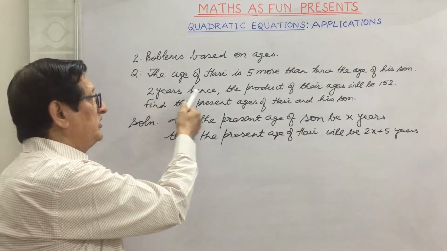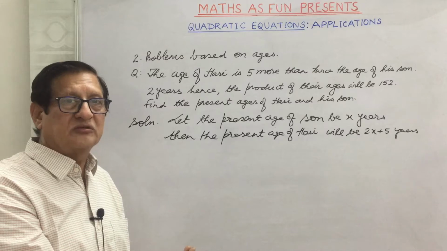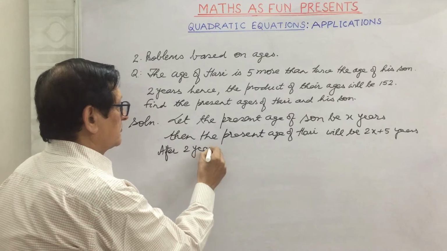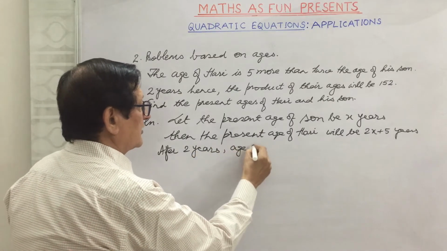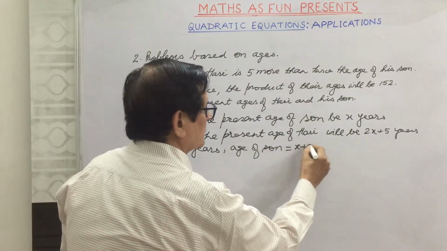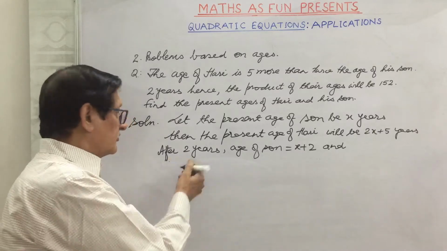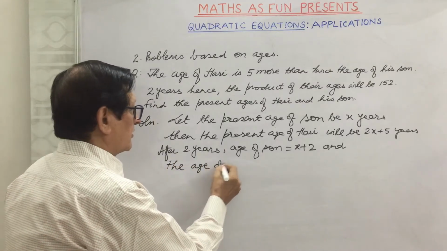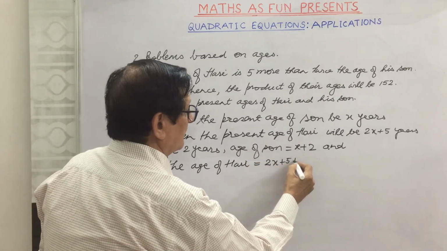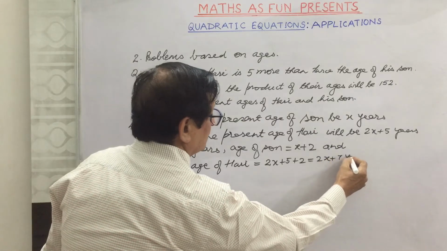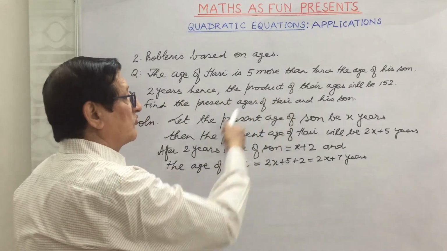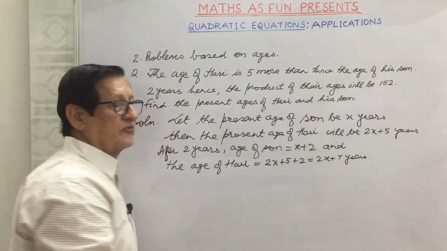Then it is given 2 years hence, or after 2 years. We have to see after 2 years, the age of son will be what? It will be x plus 2, and the age of Hari at that time will be 2x plus 5 plus 2, that is 2x plus 7 years. Now, according to this problem, we have to find the product of them, and that is equal to 152.